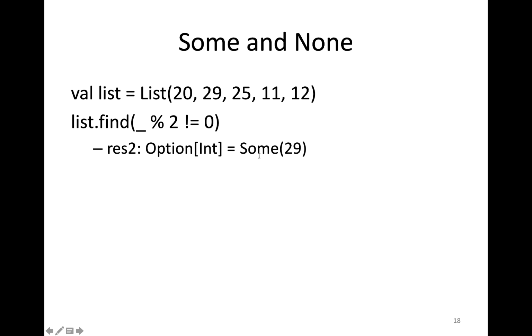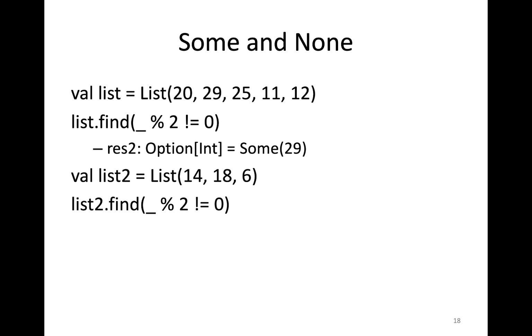But interestingly, this find function in list will return not raw 29, it will return 29 packaged within another object called Some. Okay, and let's see another example to understand the motivation. So this is another list which only has even numbers, and if we try to find the odd number in this list just like before, then in this example there is no odd number. So then what should it return? Scala will return a value called None.